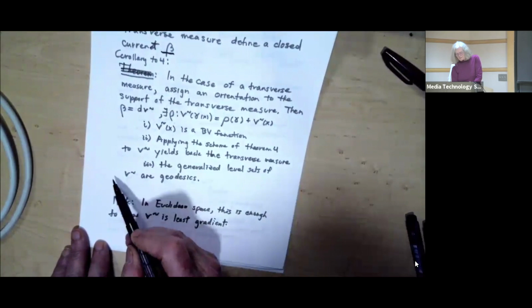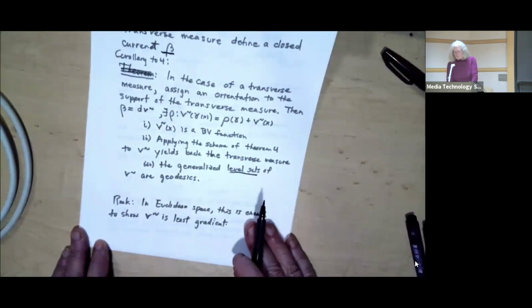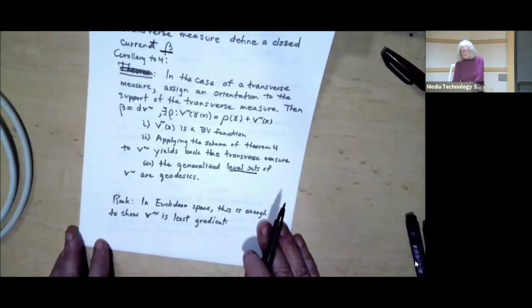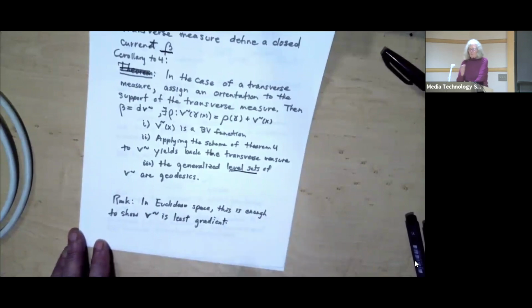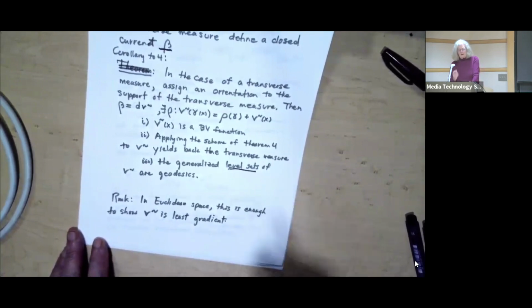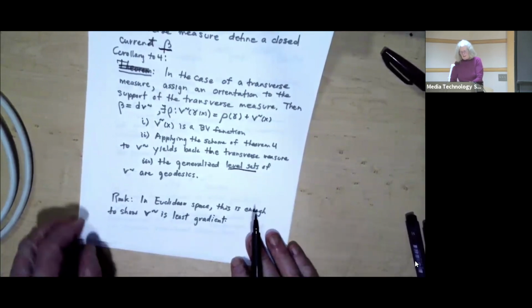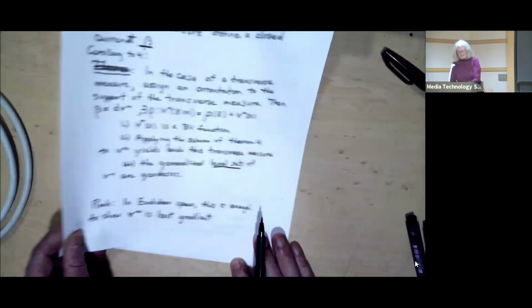And the level sets are geodesics. Again, I have not proved that it's least gradient. It's not always least gradient. I have counterexamples. If you put the wrong orientation on, you actually get something that's obviously not least gradient. But the claim is that at least in the universal cover, this is a least gradient function. And I can prove it using theorems in Euclidean space, but I have not actually proved that in hyperbolic space.